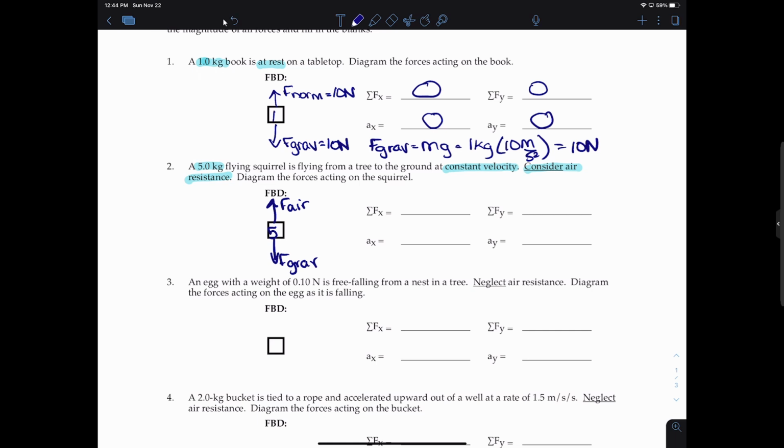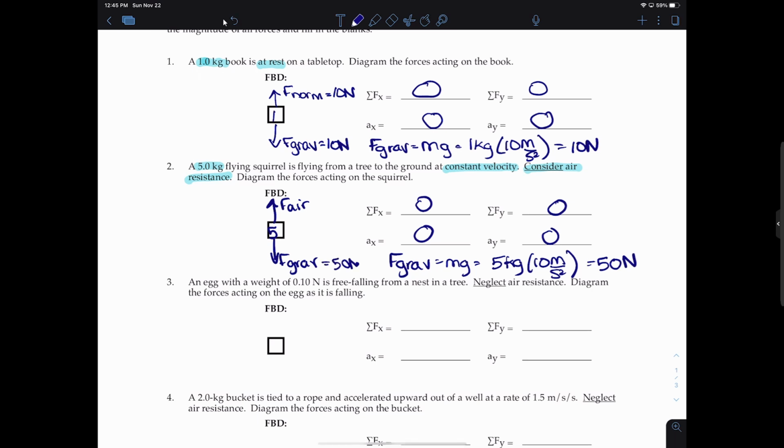Since it's at constant velocity, we know that our net force and our net acceleration are all equal to 0. So now it's just a question of solving for the force of gravity, which equals mass times gravity, which equals 5 kilograms times 10 meters per second squared, and that equals 50 newtons. So we've got 50 newtons for the force of gravity and 50 newtons for the force due to the air resistance because it is balanced.